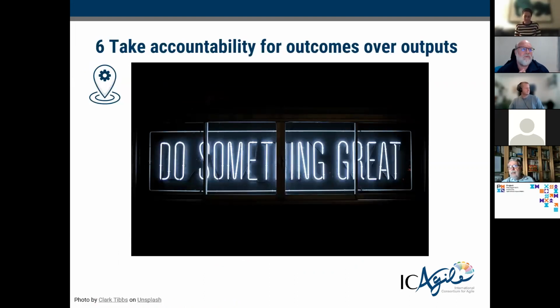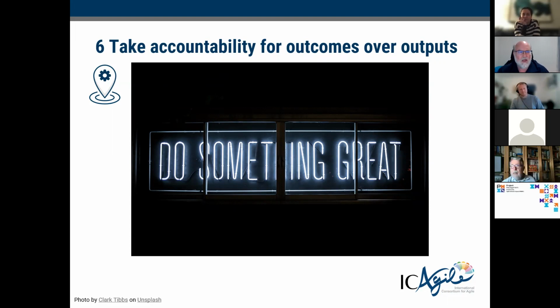Take accountability for outcomes over outputs. Value streams enable teams to take ownership and accountability for delivering value to their customers, supporting organizational outcomes. Outcomes are achieved when work is done that provides value for customers and other stakeholders in the value chain. Value teams are tasked with achieving outcomes and empowered to figure out the best way to achieve them within realistic constraints. Outcomes are the primary focus.